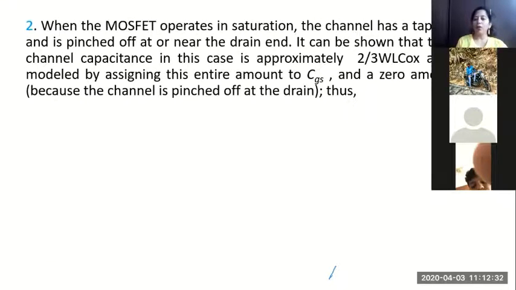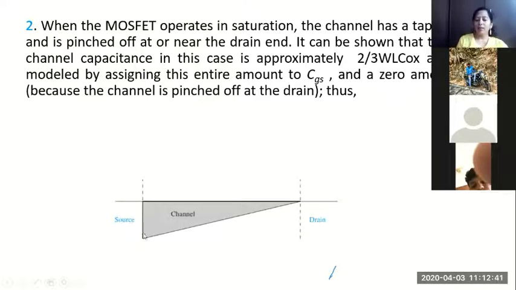Next, we'll move on to the operation in saturation. When the device is in saturation, remember, how will the channel look? It will have maximum width on one side and it will get pinched off towards the drain. When does it get pinched off? As and when the drain voltage increases. Remember, as we increase the VDS, the drain to source voltage, the channel becomes narrower and narrower and it gets pinched off at some point. So the channel width will not be uniform. In the previous case, this channel would have been uniform like this. But now it is not uniform.